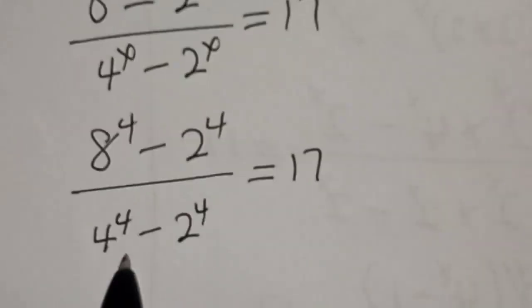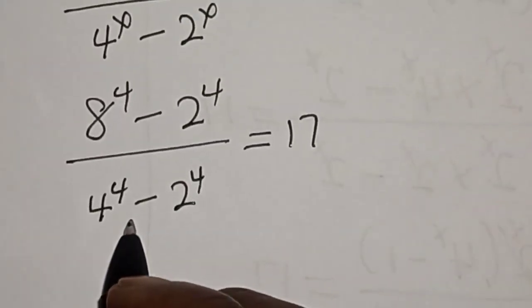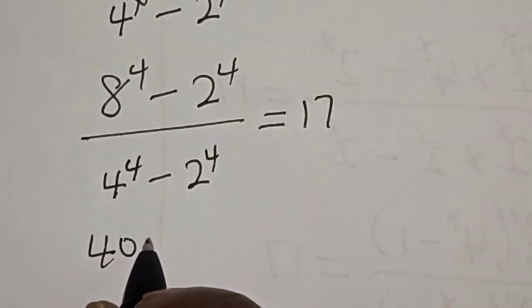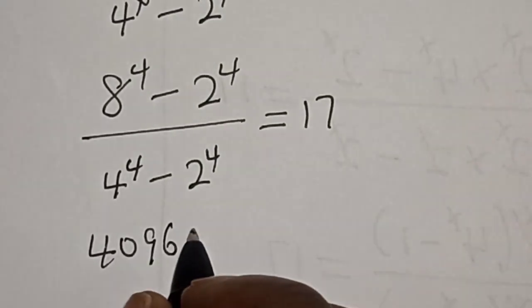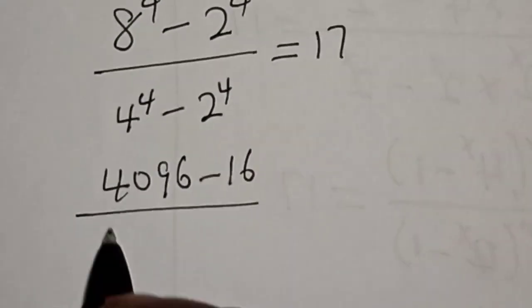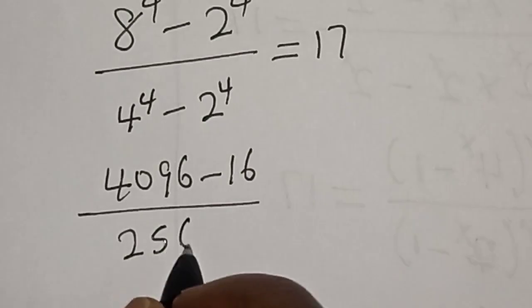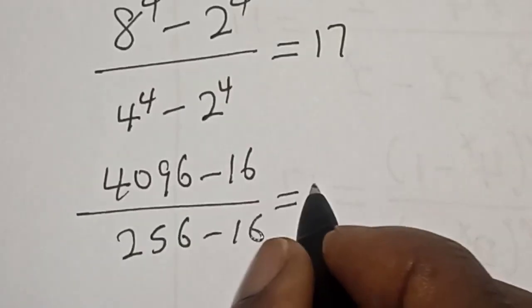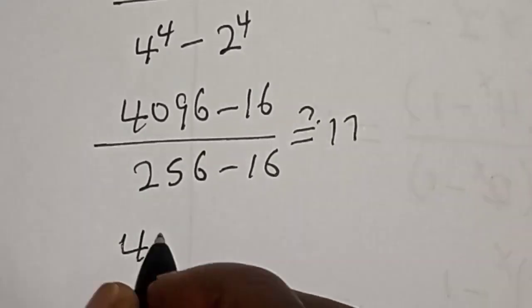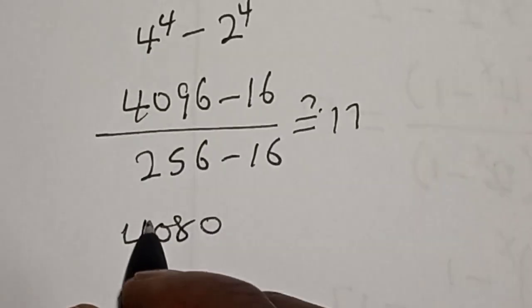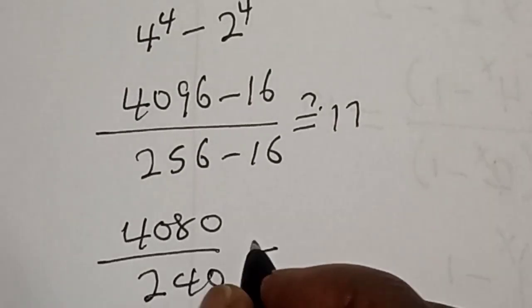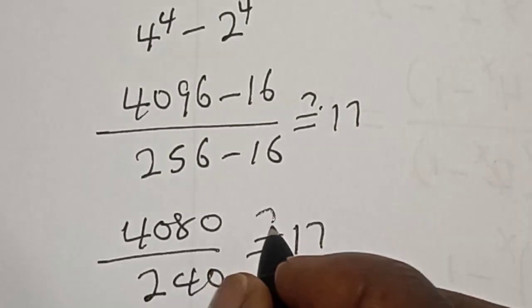Let's see. Then we have 4096 minus 16, divided by 256 minus 16, must be equal to 17. Now, 4080 divided by 240 must be equal to 17.